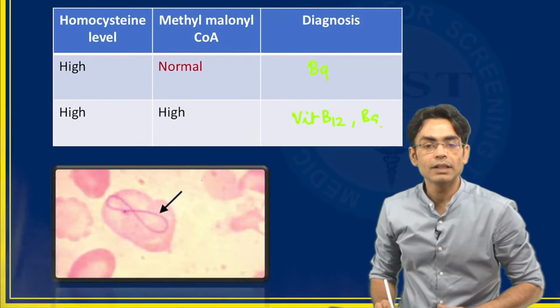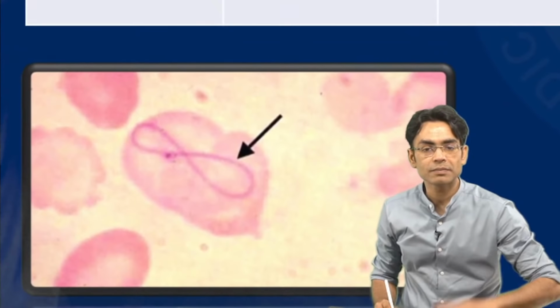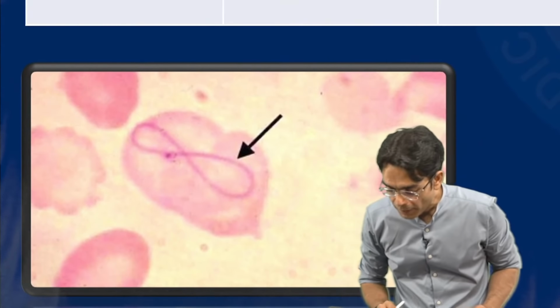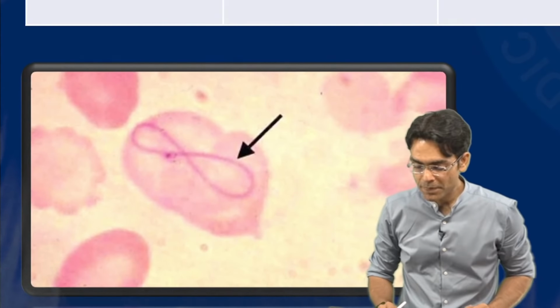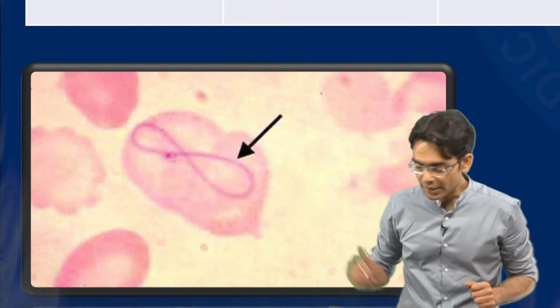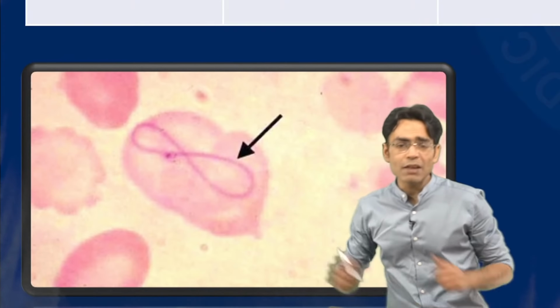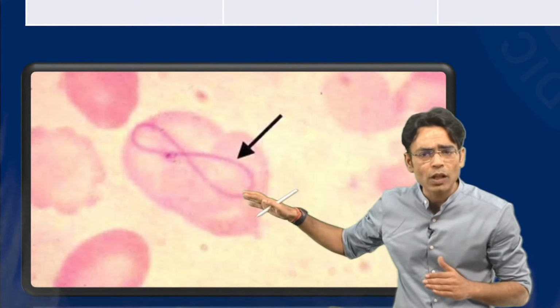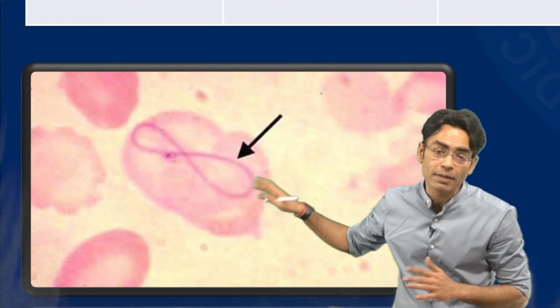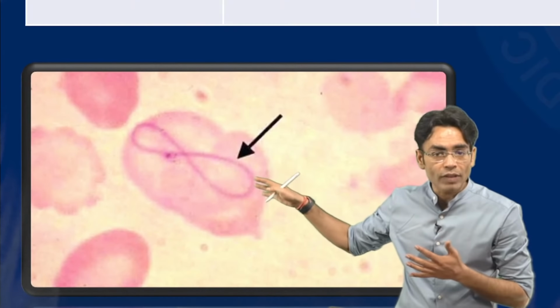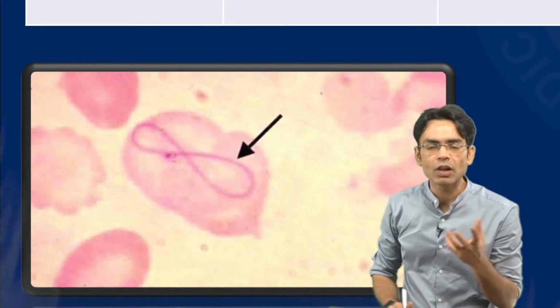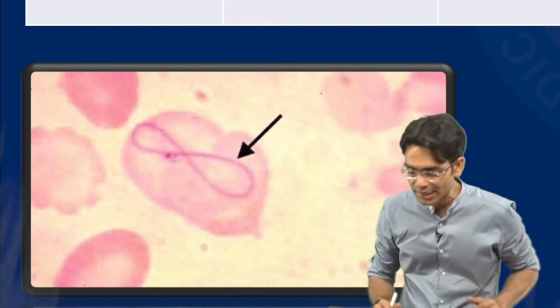Which cell is this? What is this particular cell? In which anemia are we seeing this? We are talking about megaloblastic anemia. We see this in megaloblastic anemia. This is a very peculiar cell. Figure of 8 we have. It is not always present with the figure of 8, but if it is there, it is a very characteristic cell.